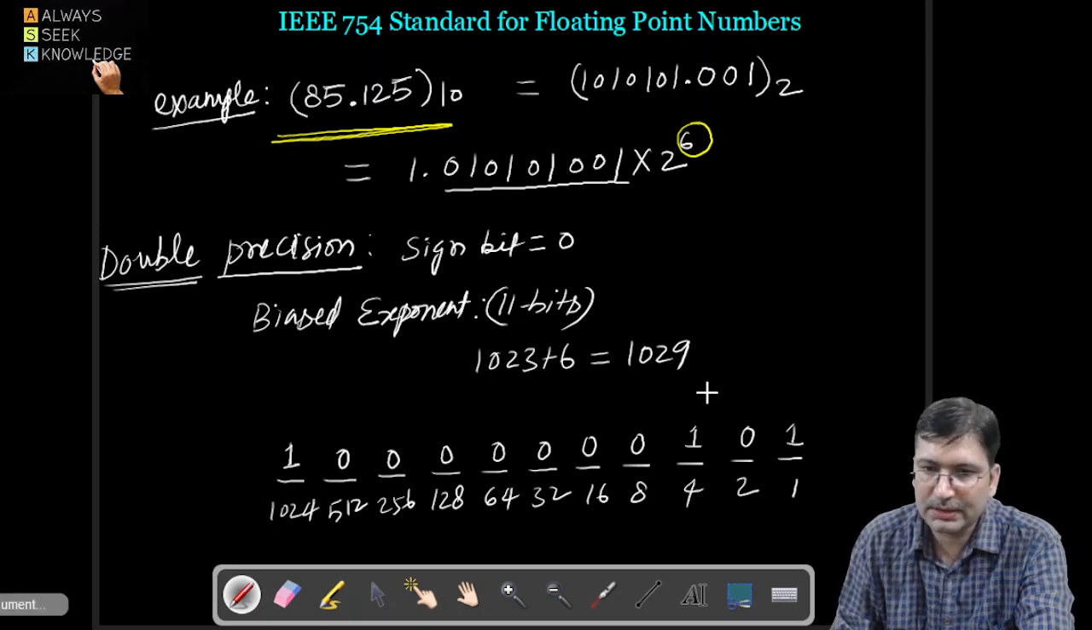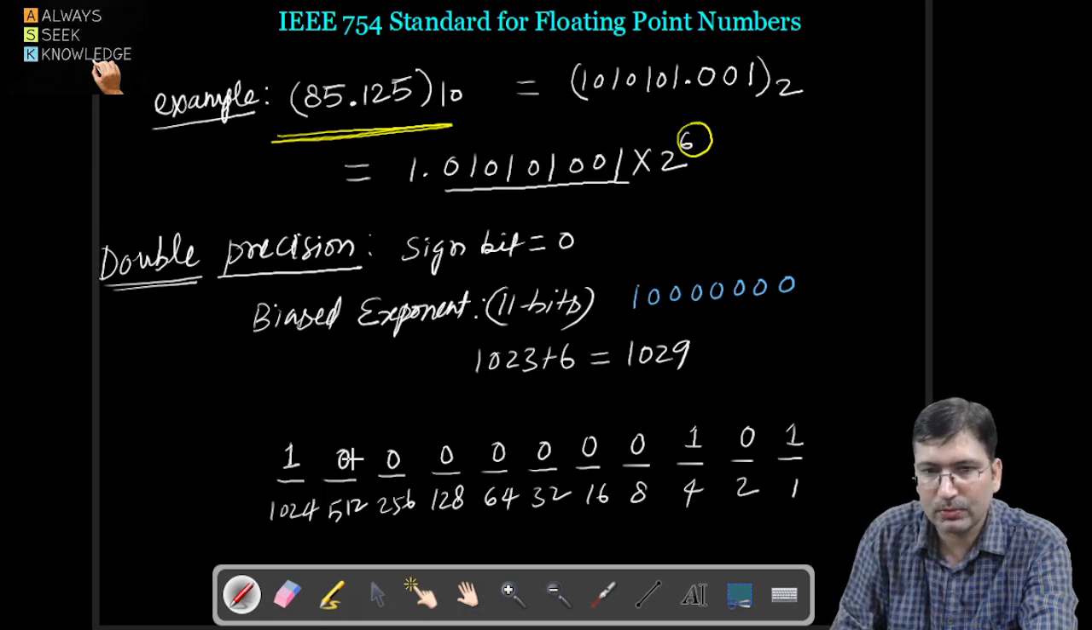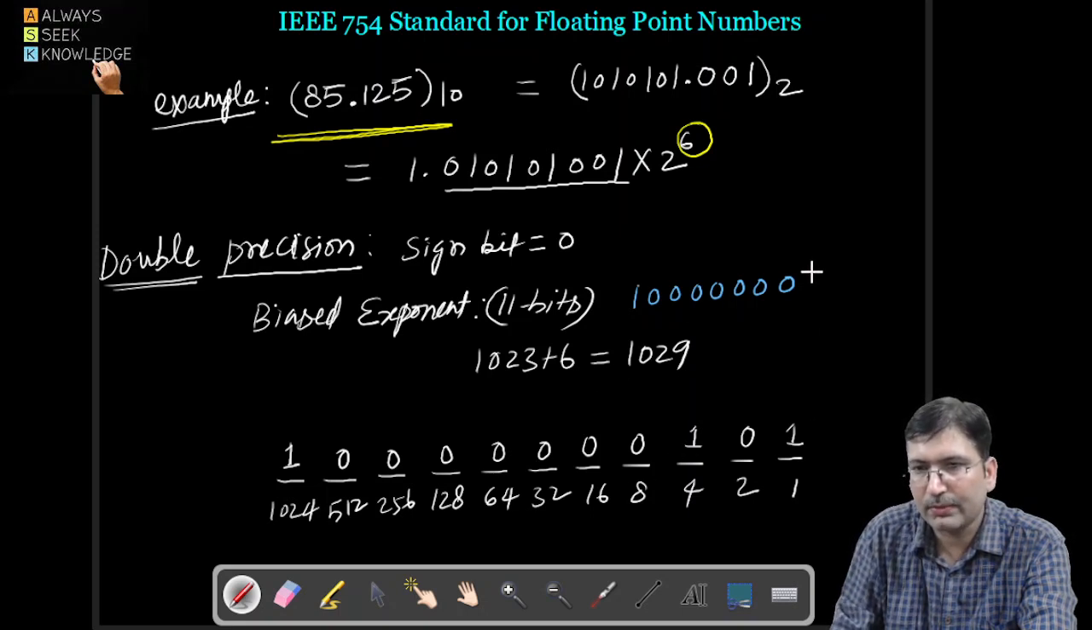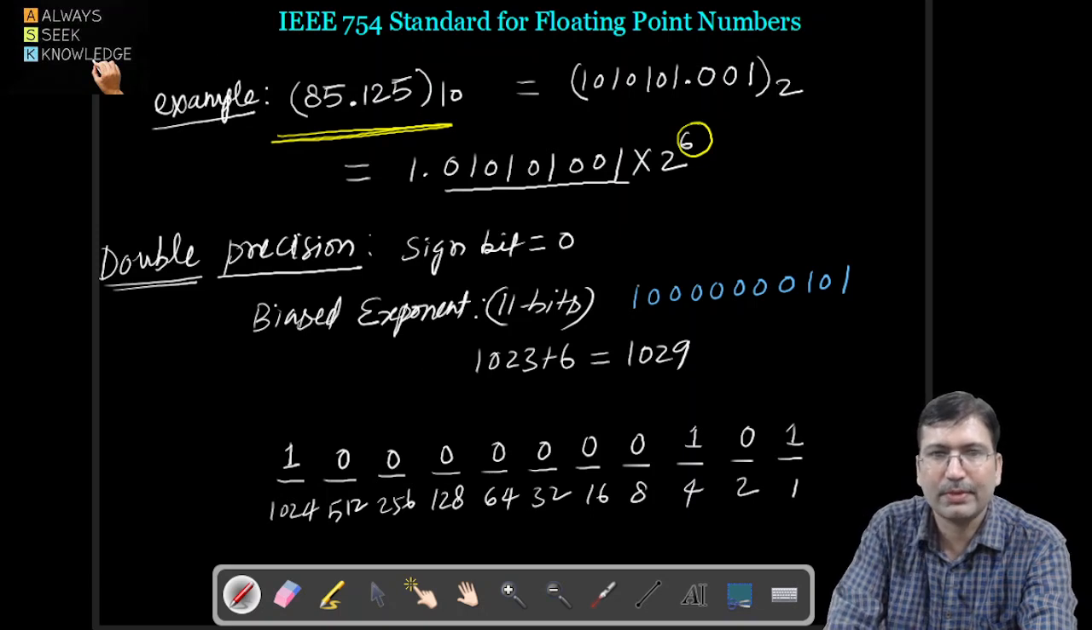That means this is the value of the biased exponent. So the biased exponent is 1, then 7 zeros, and then 101. So these are the 11 bits, right?